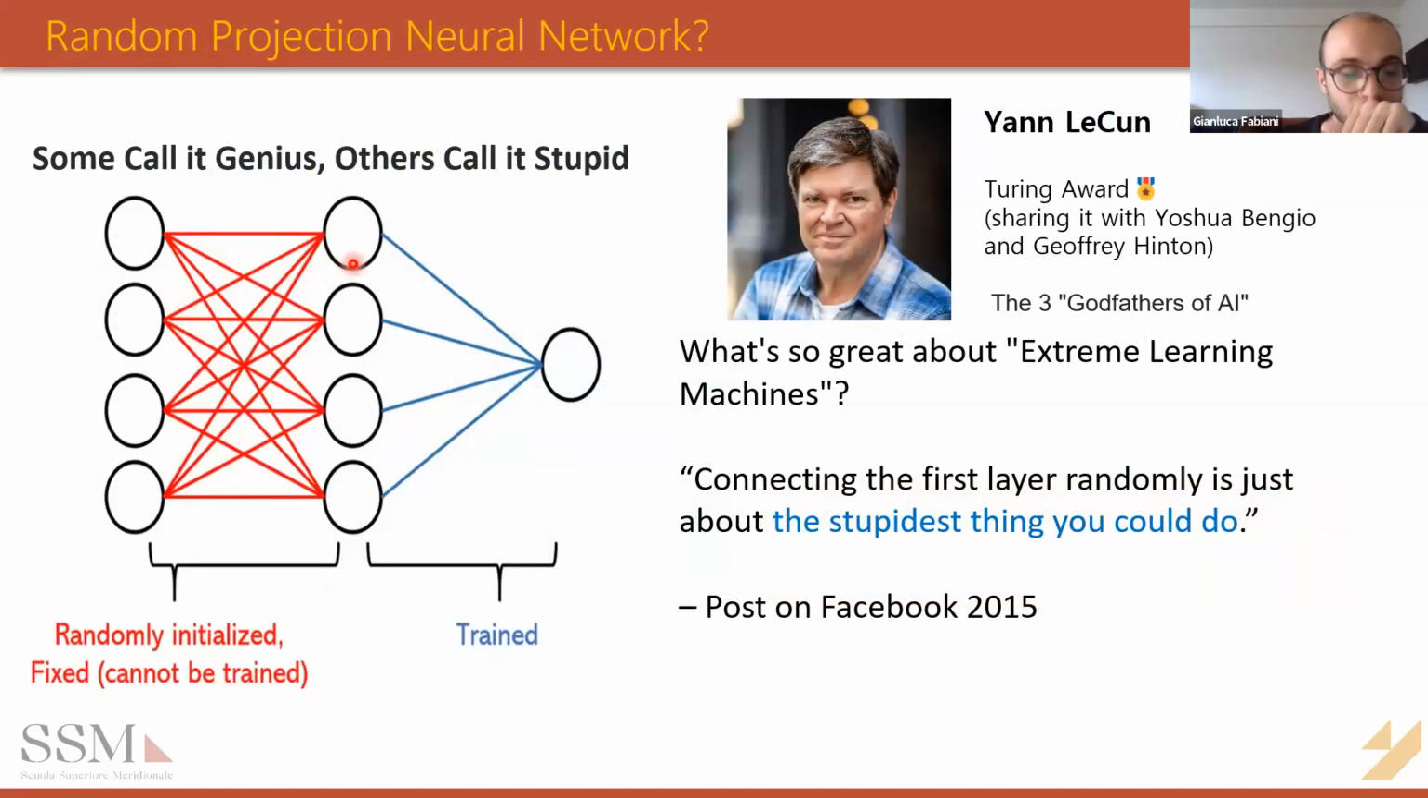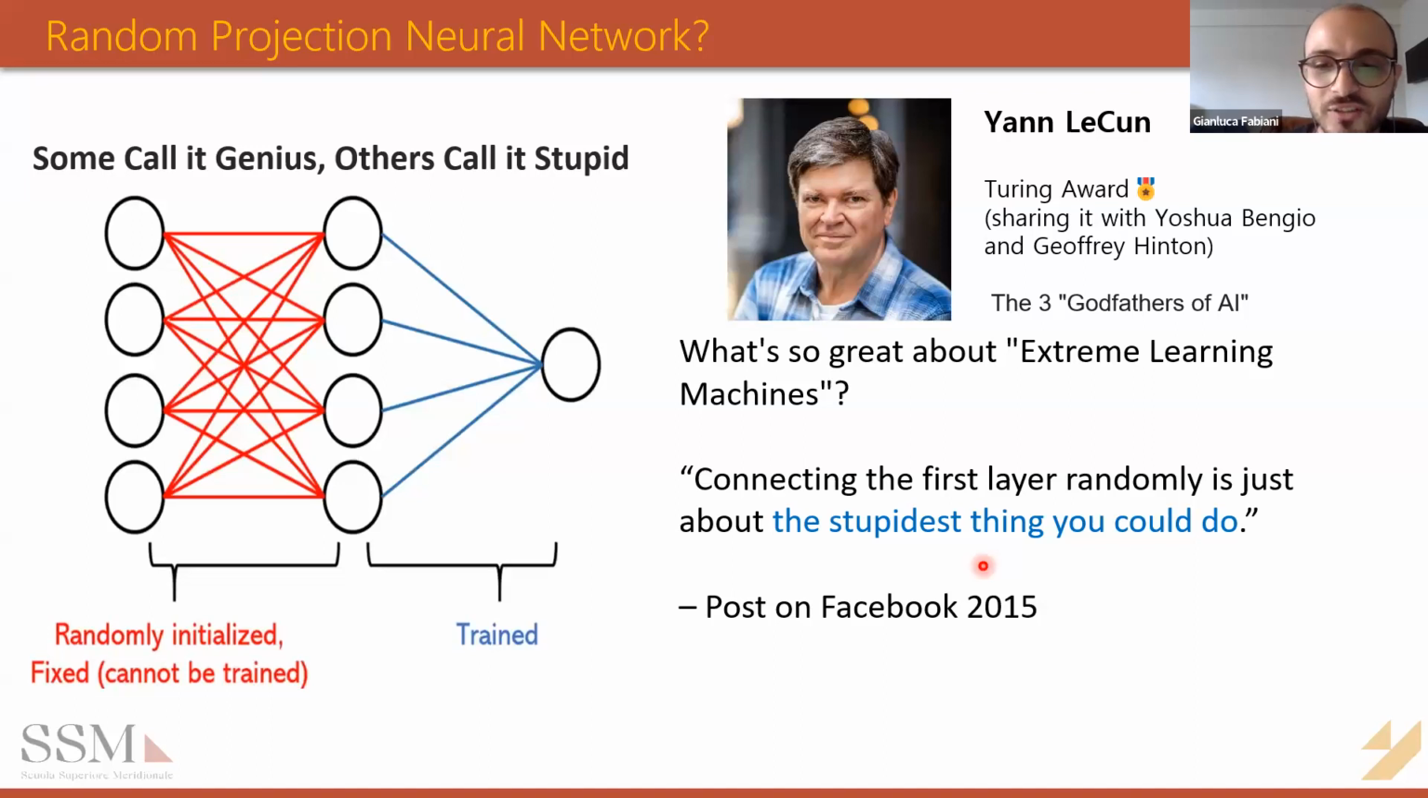So what is a random projection neural network? It's a very simple idea. As you can see, the weights that connect the input and the hidden layer are randomly initialized, they are fixed, and they cannot be trained. And the only weights that can be trained are the weights that connect the last hidden layer with the output. This seems a very simple idea, and so the first impression that we can have is that this is just a stupid idea. And this was also what Yann LeCun, one of the godfathers of artificial intelligence, wrote on Facebook in 2015. He wrote, connecting the first layer randomly is just about the stupidest thing you could do.